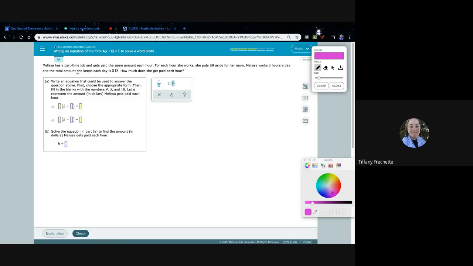Okay, so Melissa had a part-time job and gets paid the same amount each hour. Do we know how much she gets paid each hour? No, that's the part they're leaving blank here. For each hour she works, she puts $9 aside for her mom. So every hour she puts $9 aside. So she makes at least $9. Hopefully she makes more than that.